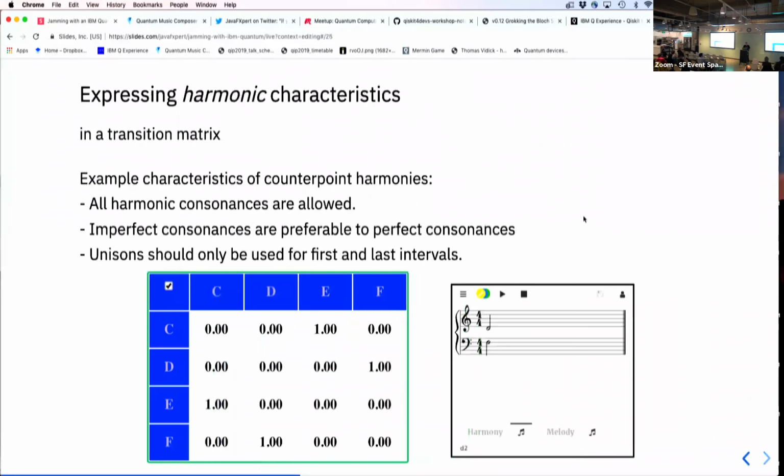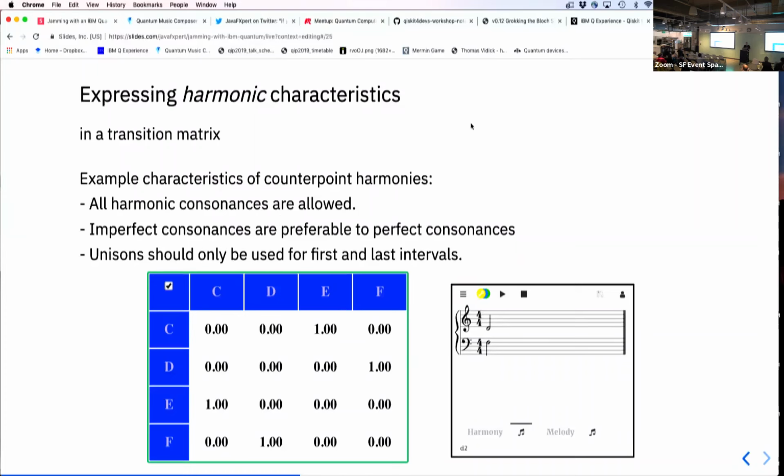So now we can express the harmonic characteristics. So if I play this, we have an F and a D playing at the same time. And notice that sounds good to the ear. It's consonant, what's called consonant. And that's one of the qualities that we want in counterpoint music, that's prescribed in counterpoint music, that all harmonic consonances are allowed, et cetera.